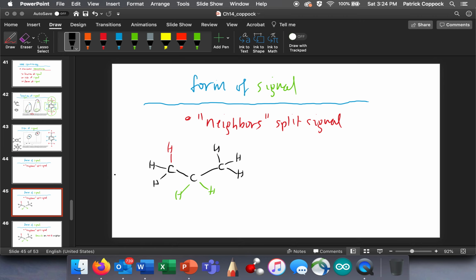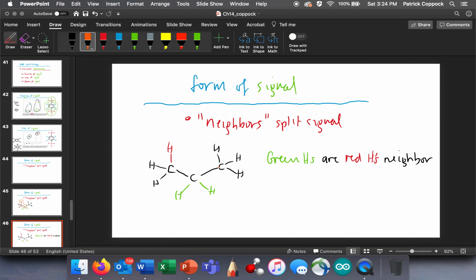What do you mean by that, Dr. Kopic? Well, here's what I mean. Look at this. You see this hydrogen right here? Let me get orange. A neighbor is a hydrogen that's bonded to the carbon that's next to the carbon that this hydrogen is bonded to. So if I'm interested in the neighbors of this hydrogen, I've got to go down to that carbon, go to another carbon. So if this is carbon 1, this is carbon 2, all the hydrogens bonded to carbon 2 are the neighbors.